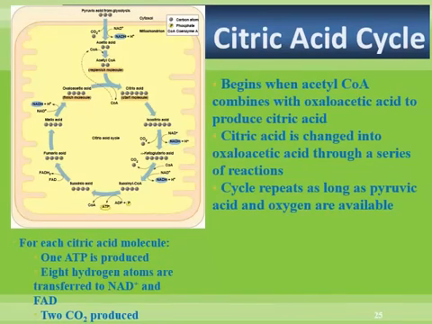So the citric acid cycle itself begins when the pyruvic acid enters the mitochondria and is converted to acetyl coenzyme A. That acetyl coenzyme A will enter the citric acid cycle by joining with oxaloacetate. Acetyl-CoA here is a 2-carbon molecule. It combines with oxaloacetate, a 4-carbon molecule, to form a 6-carbon citric acid molecule. This is the start molecule of the citric acid cycle.